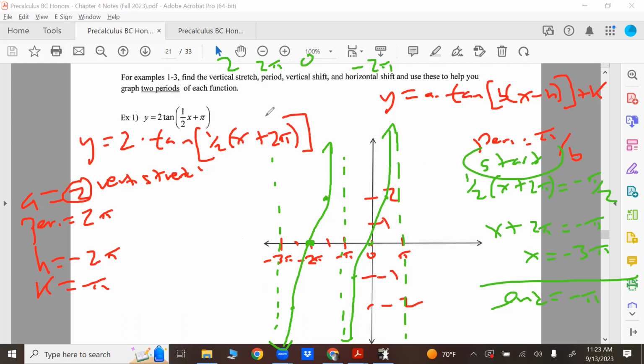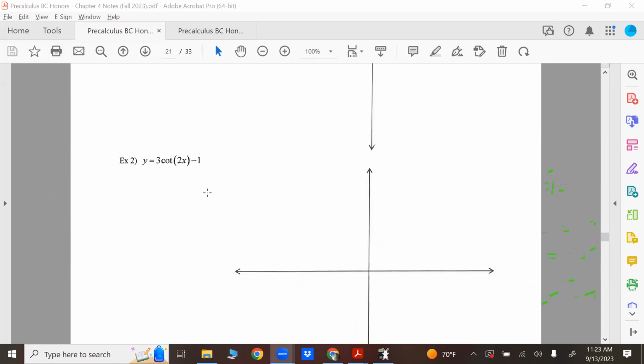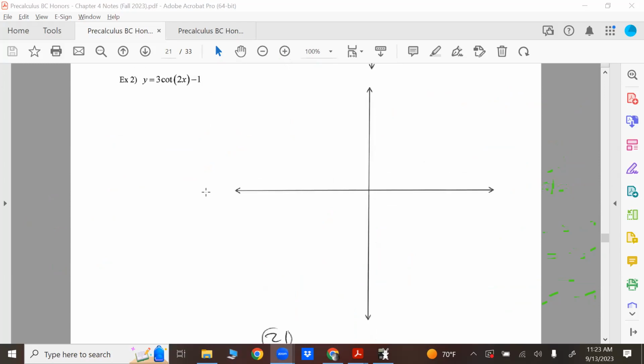Why don't you guys try the next example? See how it goes. I'm also going to figure out what your homework's going to be because I might have to adjust a little bit. Go and try that one. See how it goes, and I'll check in about 3 or 4 minutes. Do good.